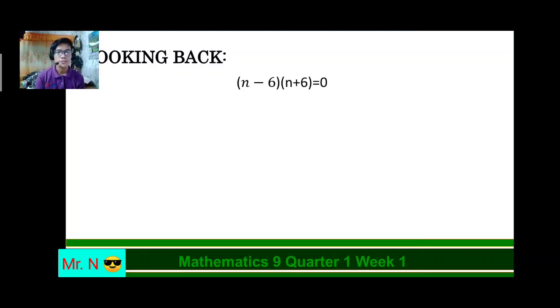F, first terms. The first terms of these two binomials are n and n, so we just need to multiply them. n times n is n squared. Next, O, outer. The outer terms are n and positive 6. So n times positive 6 is positive 6n. Next, I, inner terms. The inner terms are negative 6 and n. Negative 6 times n is negative 6n.